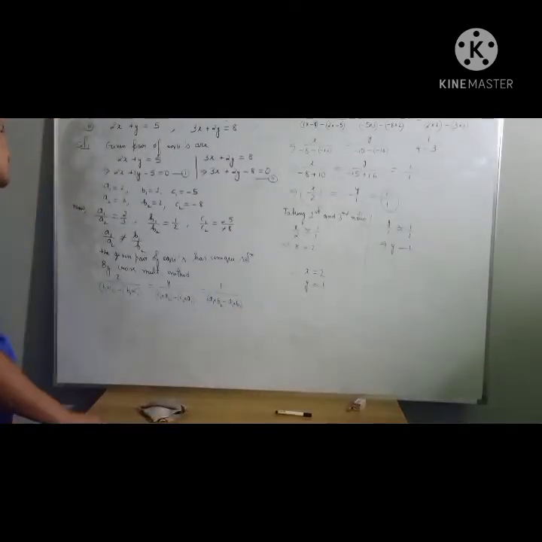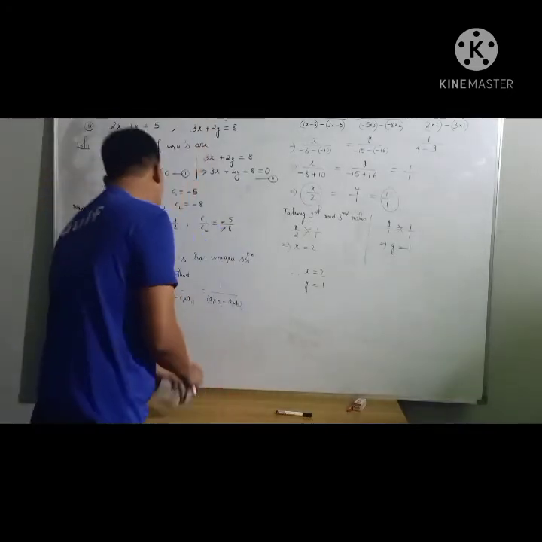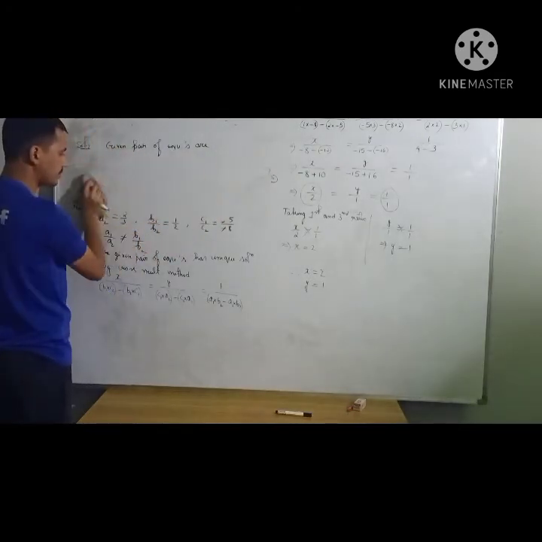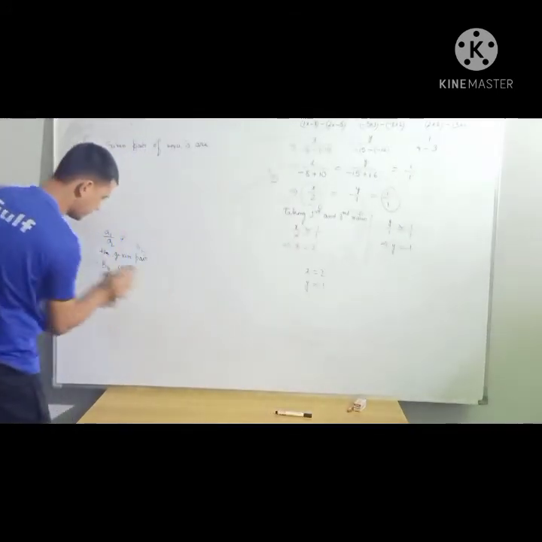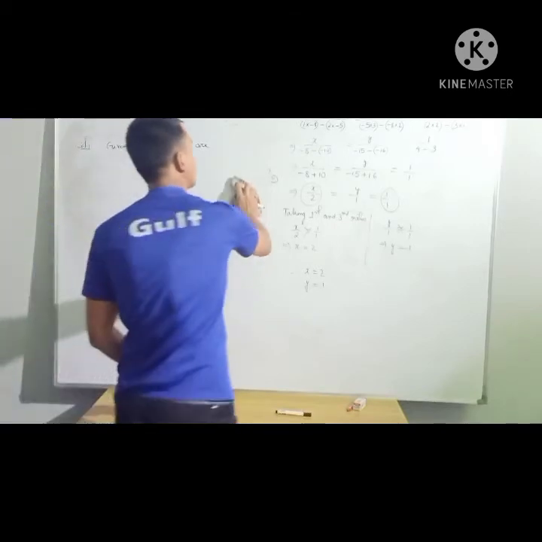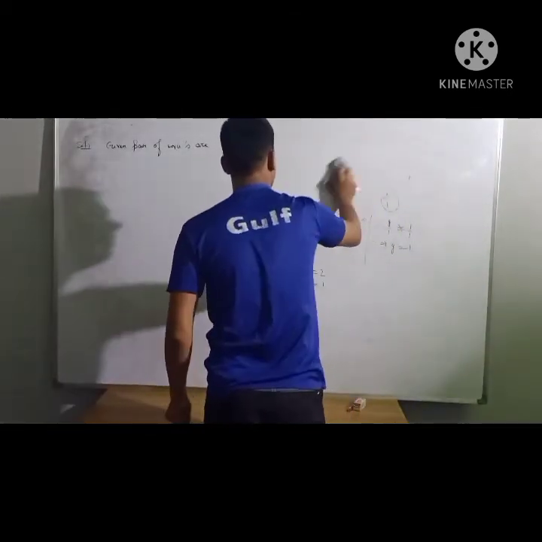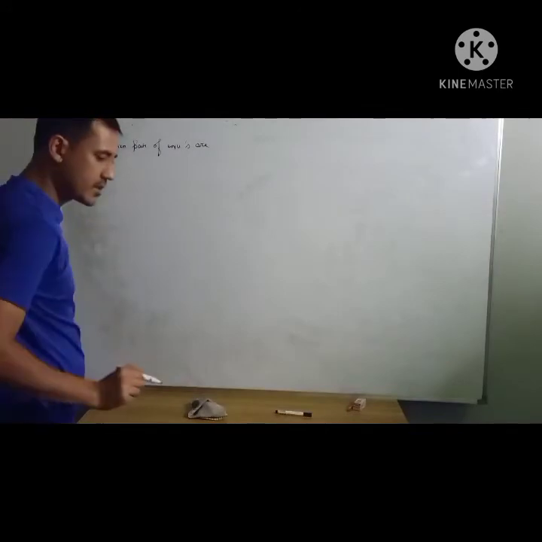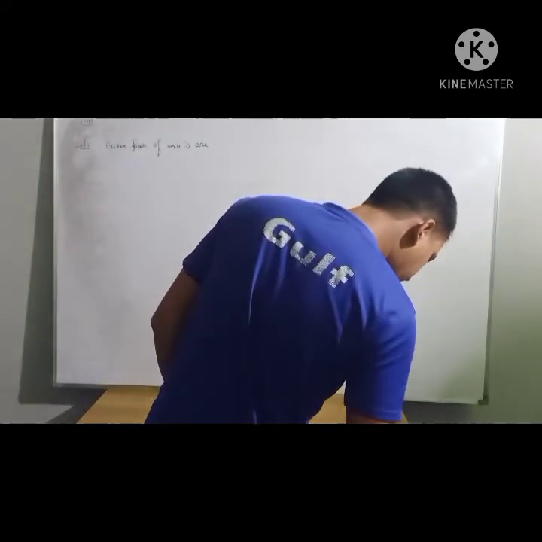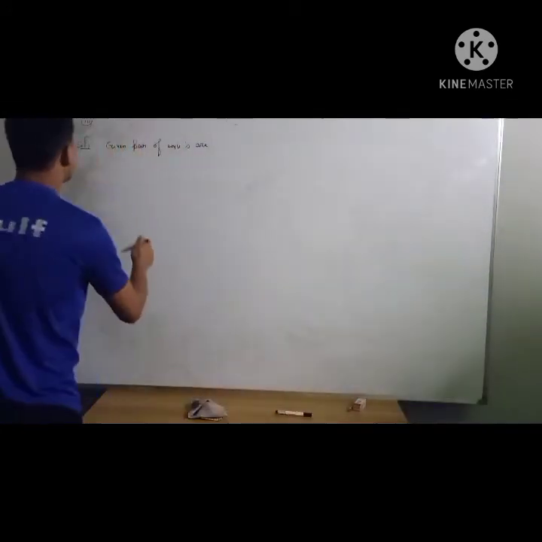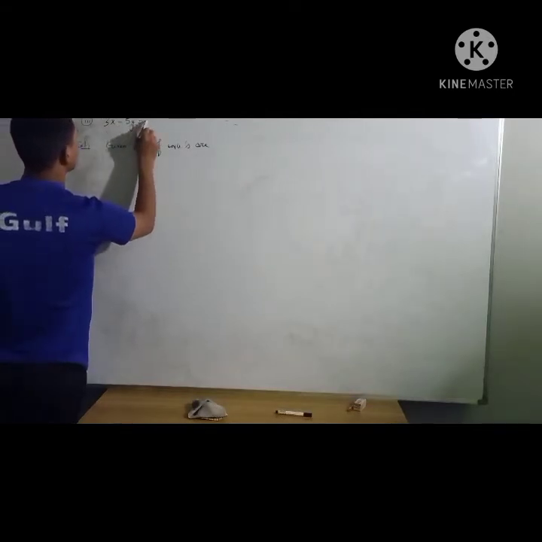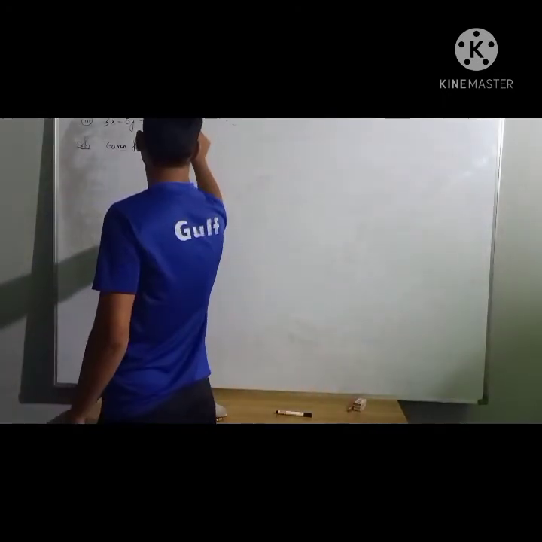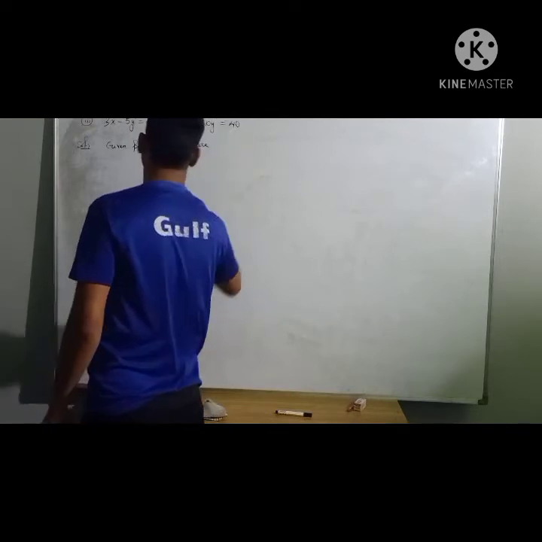This completes the solution for Roman number 2. Now we go for Roman number 3. In Roman number 3, the given equations are, let me see from the textbook, 3x - 5y = 20, and the second equation, 6x - 10y = 40.